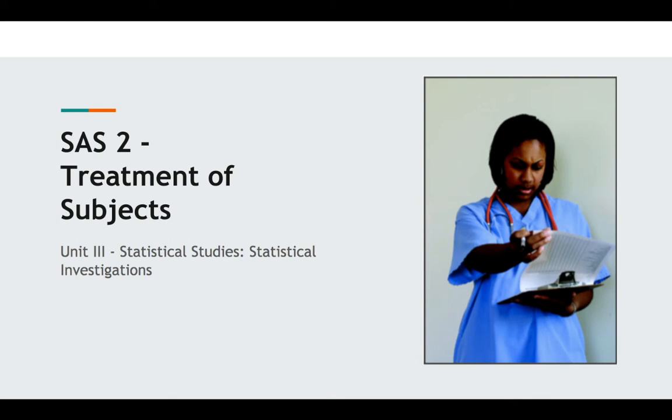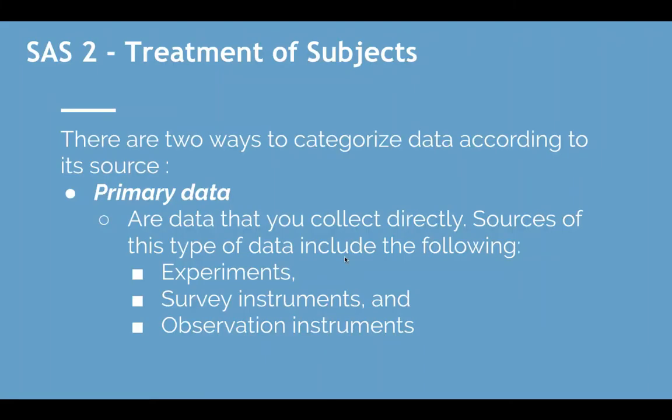So first of all, let's talk about the types of data that are collected when we do research. There are two ways to categorize data that we collect during research studies according to its source. It all depends on where you get the data that categorizes it. Primary data are data that you collect directly. Sources of this type of data include the following.